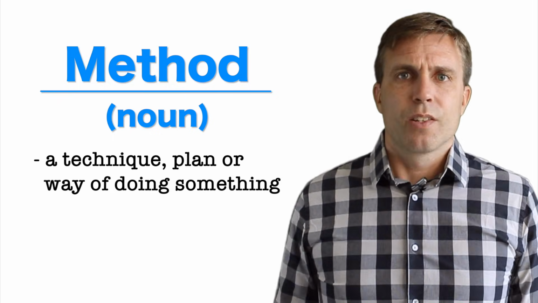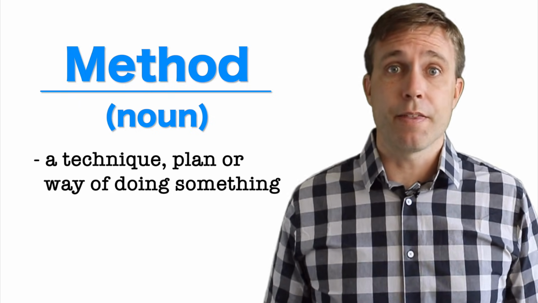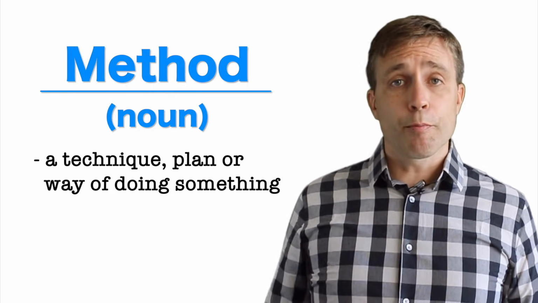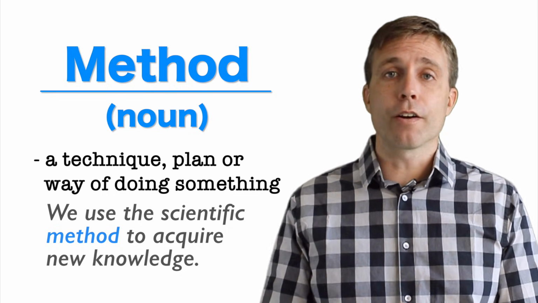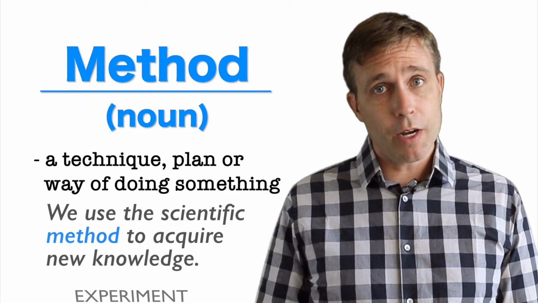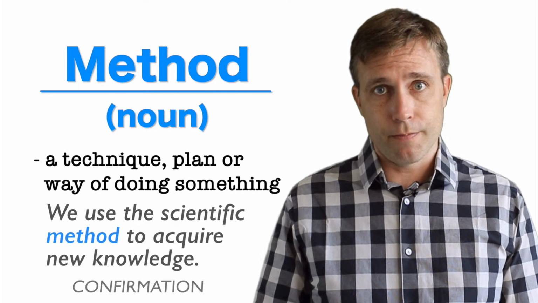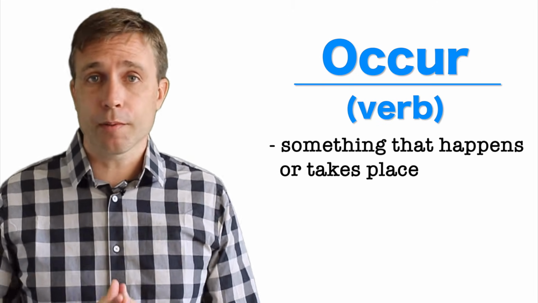Number 20, method. Method is a technique, plan, or way of doing something, especially when there is a plan in place. So it's something that you tend to think out beforehand. What is the method that we are going to use? For example, we use the scientific method to acquire new knowledge. Observation, experiment, evaluation, and confirmation. The scientific method.